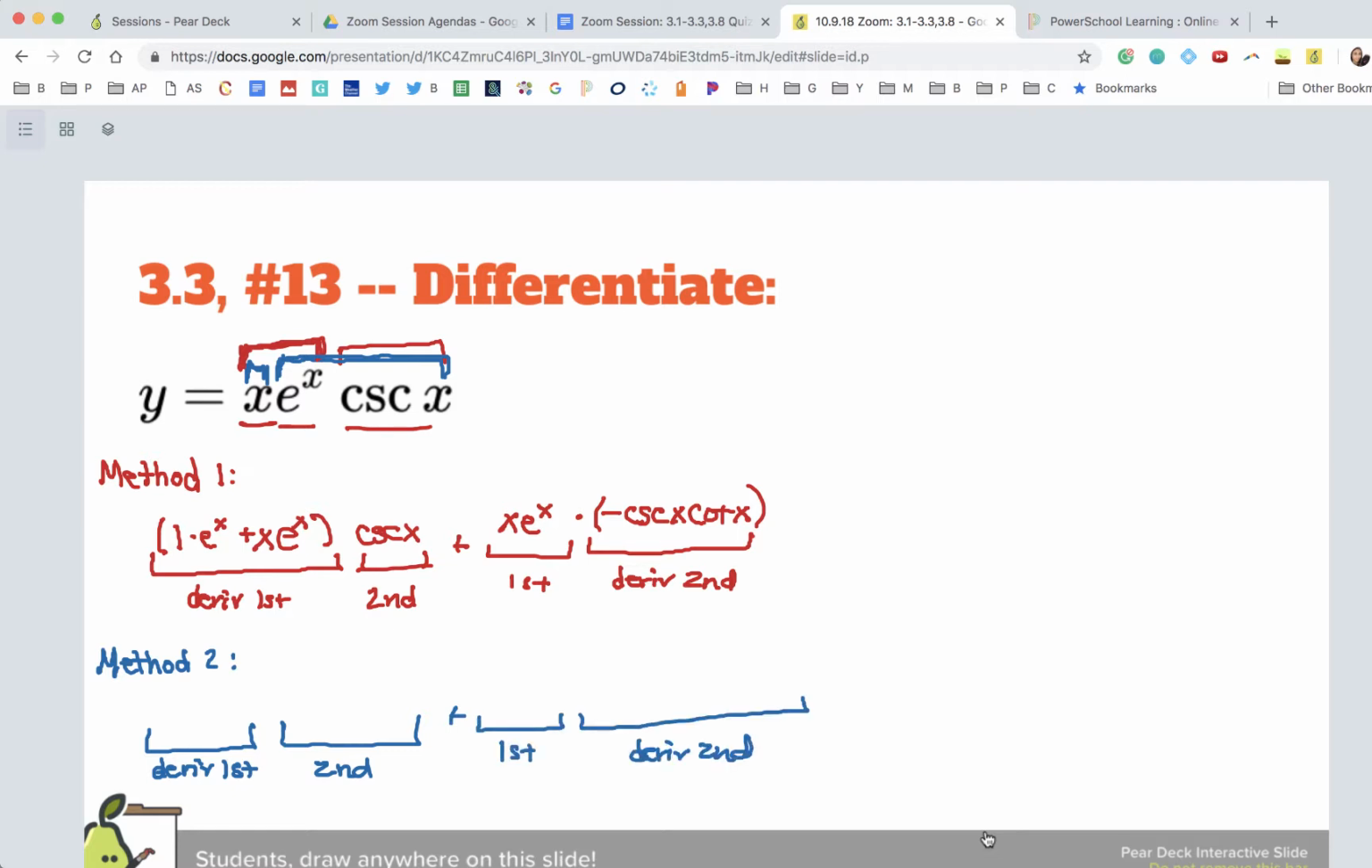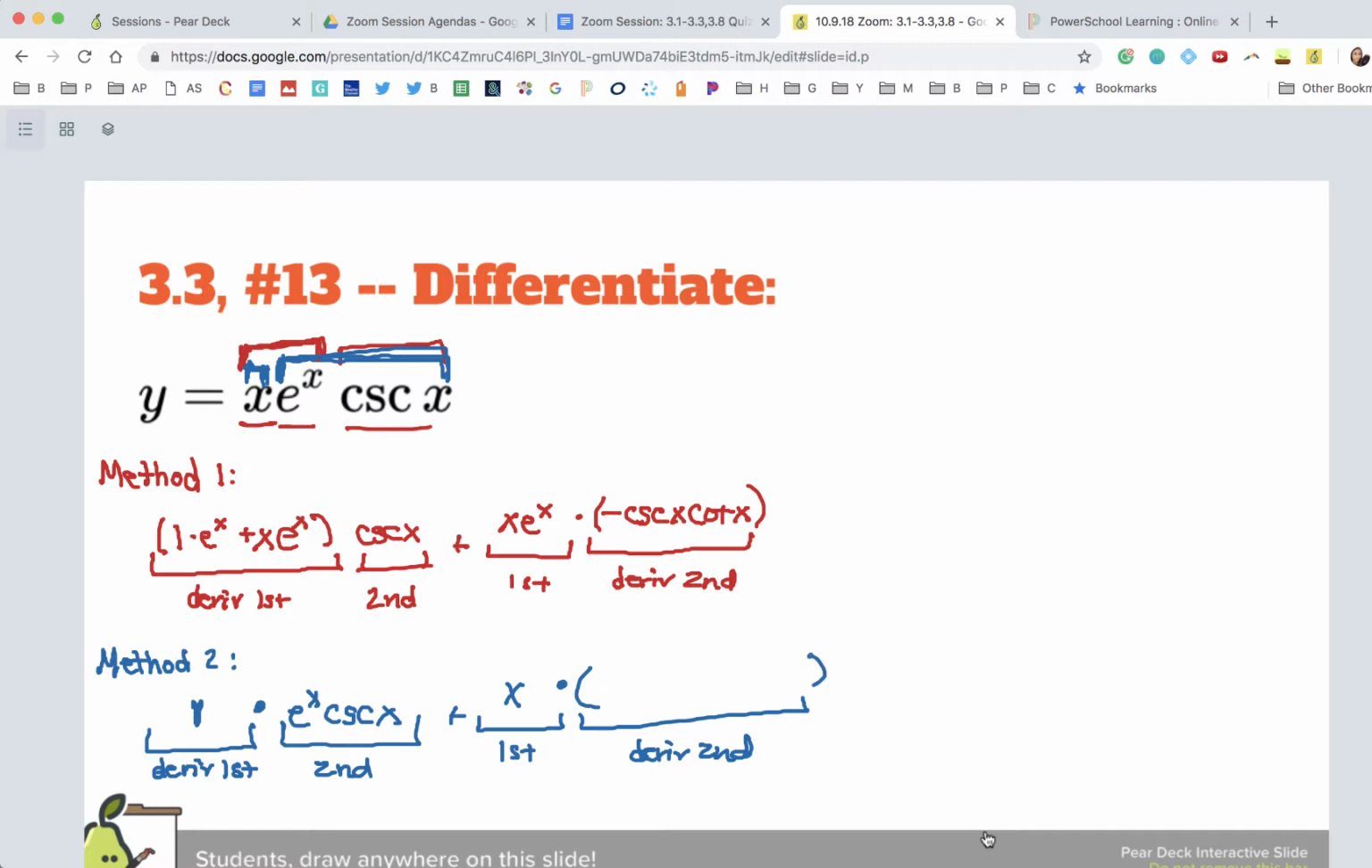The derivative of the first, the derivative of x is just 1. Well, that was easy. Times the second, okay? Plus the first, well, that was just an x, times the derivative of the second. And the derivative of e to the x cosecant x, again, that's a multiplication problem, so I need a product rule in order to take the derivative of the second here.